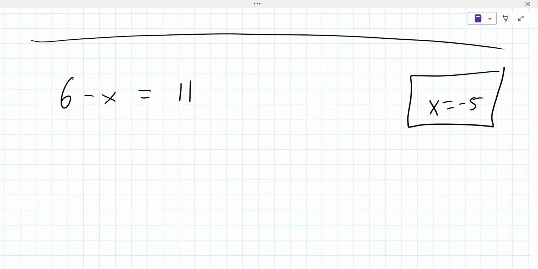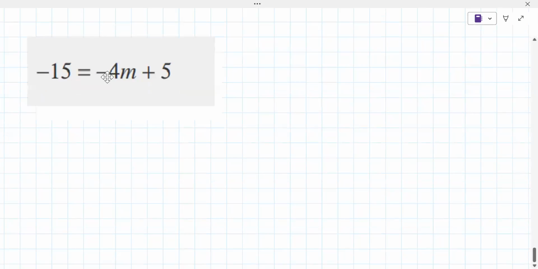Okay, so we're going to attempt to work on some problems with a mixed review here. Let me have you try solving this one for me, please.